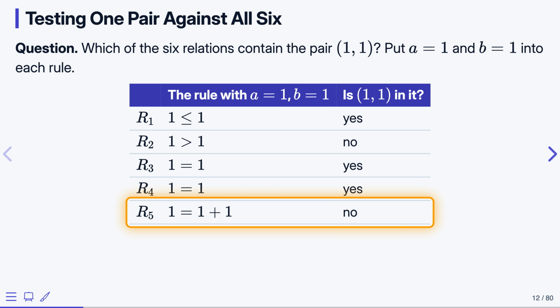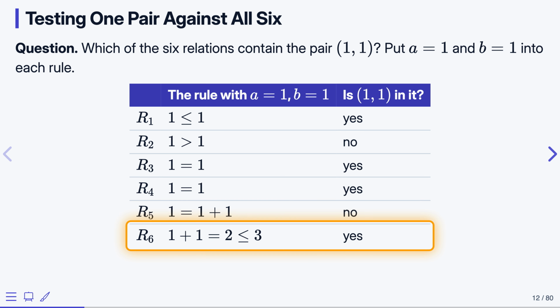R5 asks, does 1 equal 1 plus 1, that is 2? No, so the pair is not in R5. R6 asks, is 1 plus 1 less than or equal to 3? 1 plus 1 is 2 and 2 is at most 3. Yes, so the pair is in R6. Altogether, the pair 1, 1 sits in R1, R3, R4, and R6.